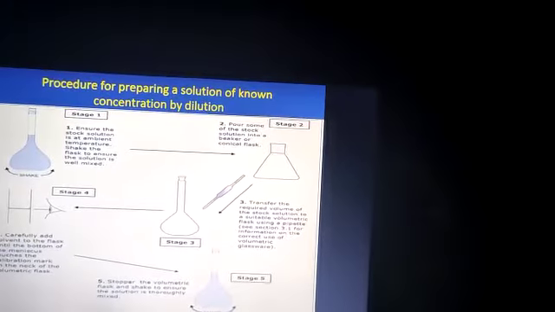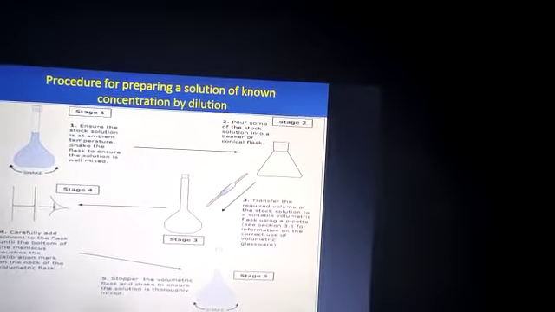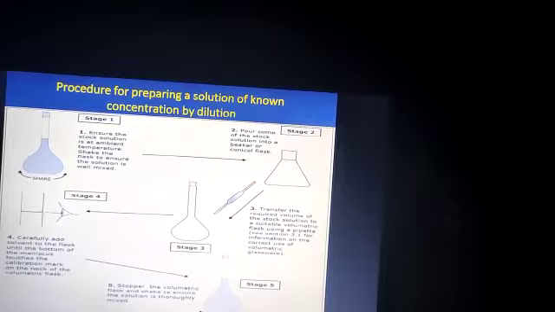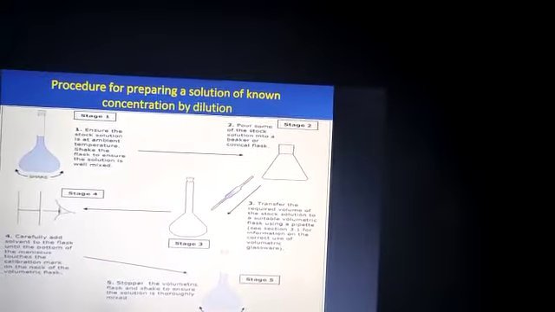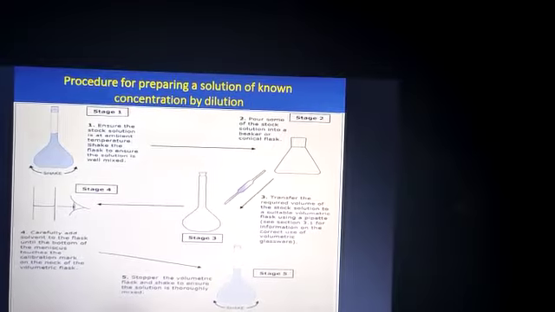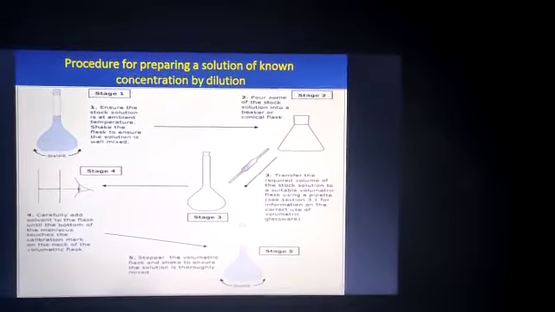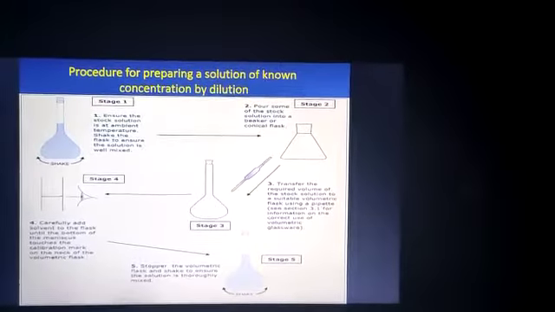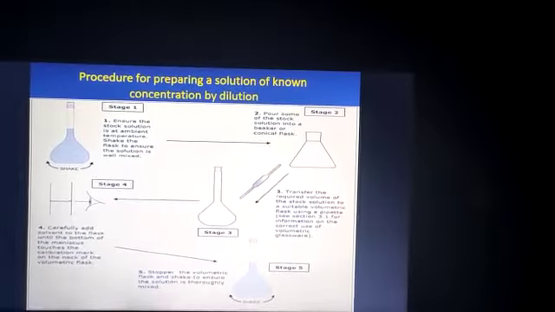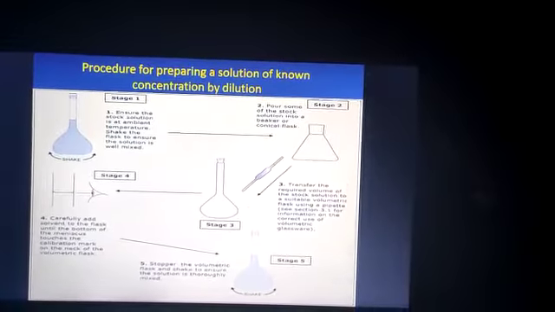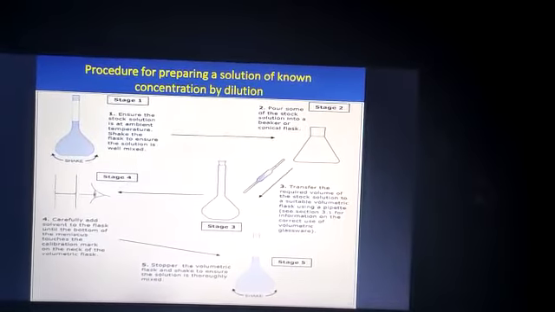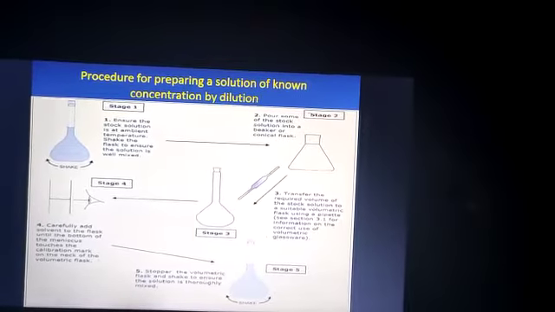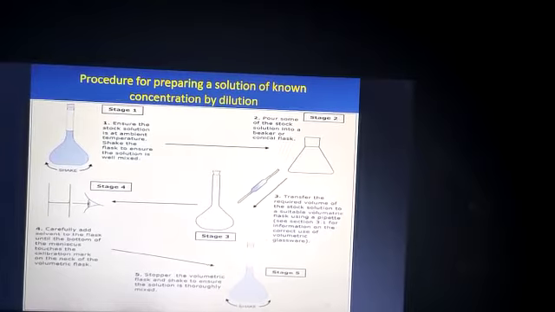Procedure of preparing solution of known concentration by dilution. Stage 1. Ensure the stock solution is at ambient temperature. Shake the flask to ensure the solution is well mixed. Second, pour some of the stock solution into a beaker or conical flask. Third step, transfer the required volume of stock solution to a suitable volumetric flask using a pipette. Fourth one, carefully again add the solvent to the flask until the bottom of the meniscus touches the calibration mark on the neck of the volumetric flask. And fifth, again stopper the volumetric flask. Shake to ensure the solution is thoroughly mixed.